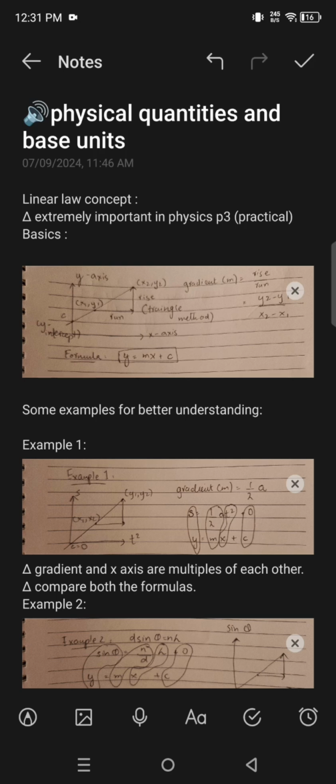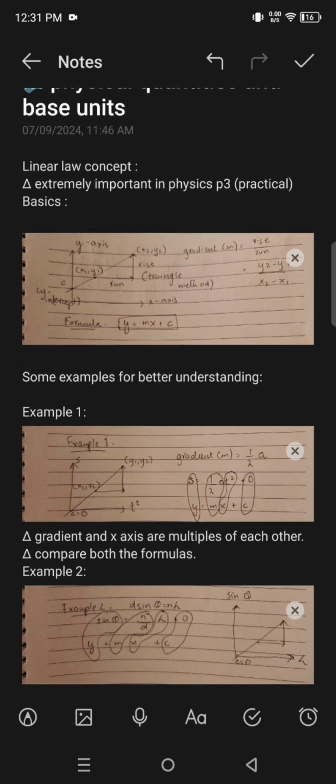Now I have to compare both of the formulas, and remember that the gradient and x-axis are multiples of each other always, m and x. Alright, so s is equal to half at square, y is equal to mx plus c. So your y is s, m is your half a, x is your t square, and you know that c is 0. Alright, then we have example number 2.